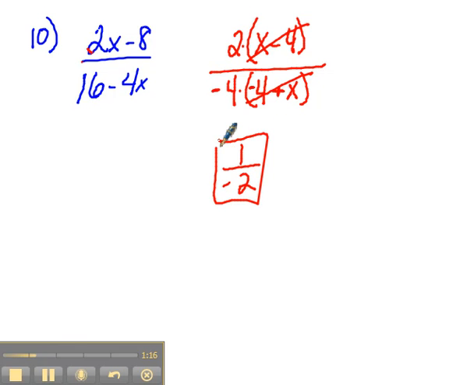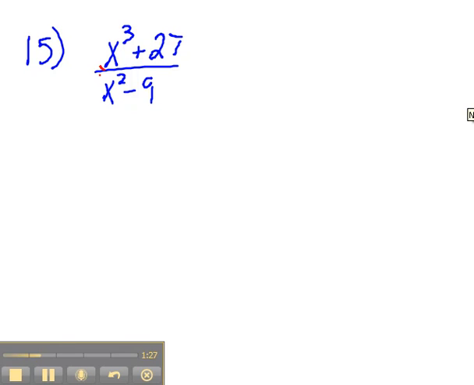Okay, that's number 10. Basically, when you're just simplifying like this, you just have to factor them both and cross off what you can. 15 was another one you had a question on. Same deal. We got to factor it first.